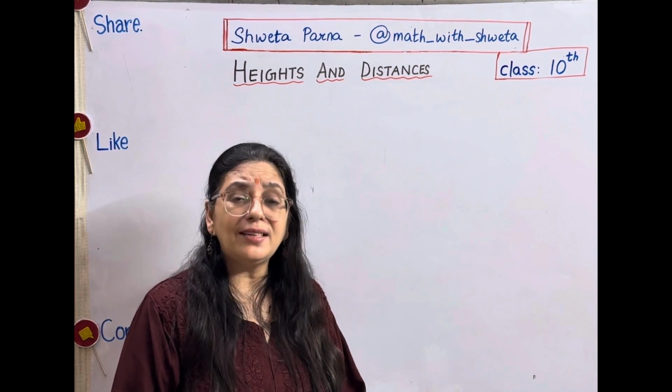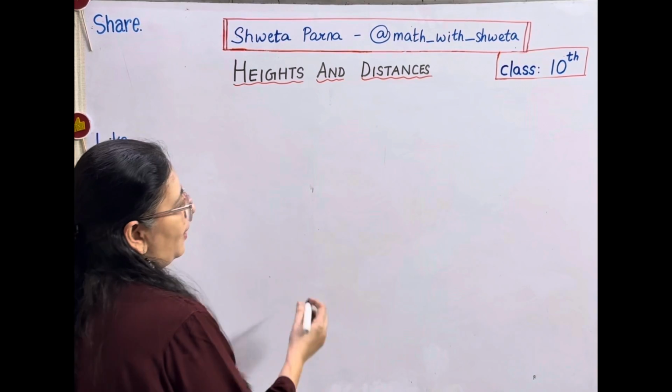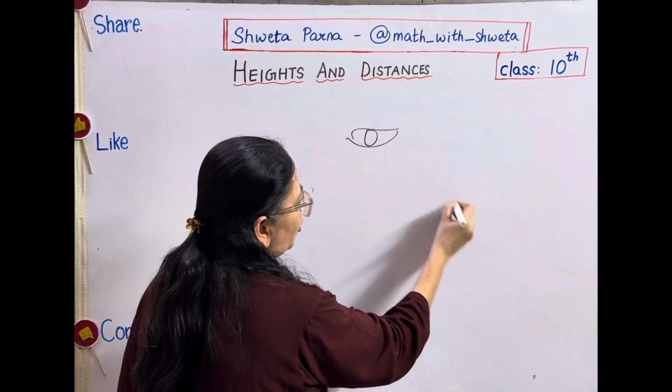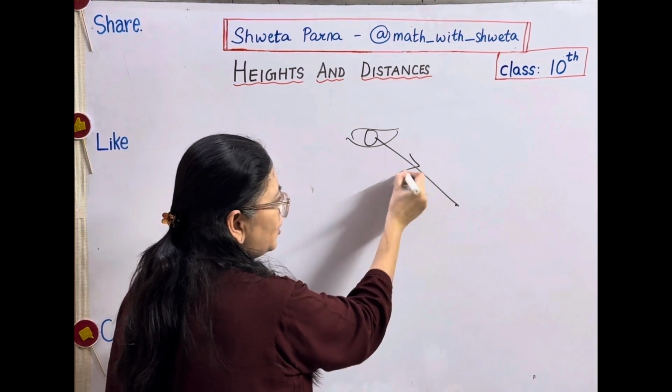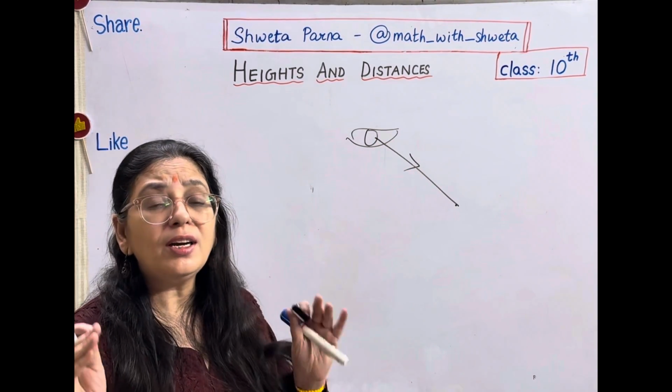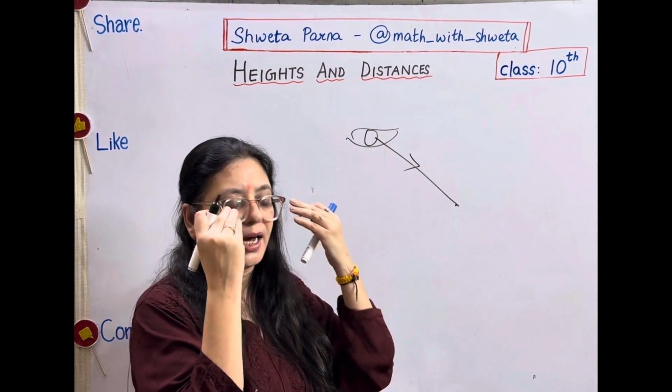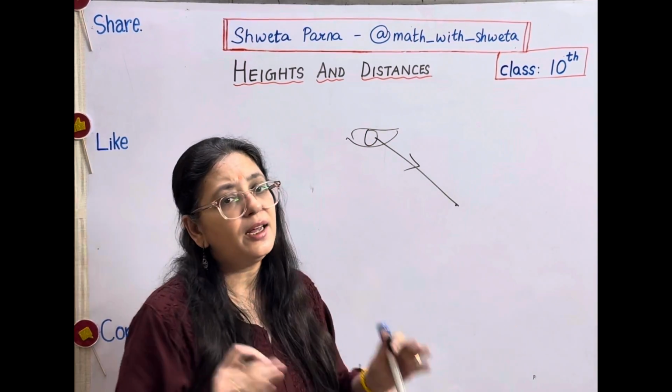First comes, what is line of sight? Say for example, your eye is over here, and you are seeing an object which is over here. So this line becomes your line of sight. The line from where the eye of the person can see an object becomes a line of sight.